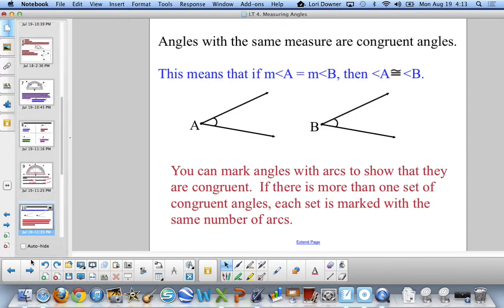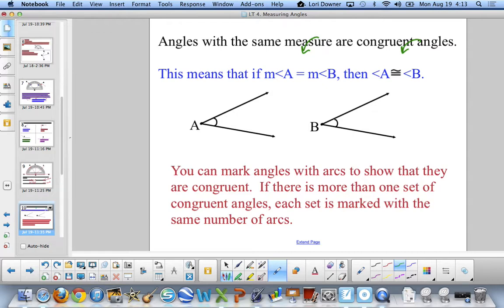Angles with the same measure are congruent angles. So this means that if the measure of angle A is equal to the measure of angle B, I want you to notice that the measures are equal, then angle A is congruent to angle B. The angles are congruent, but the measures are equal. That's something I want you to keep in mind.